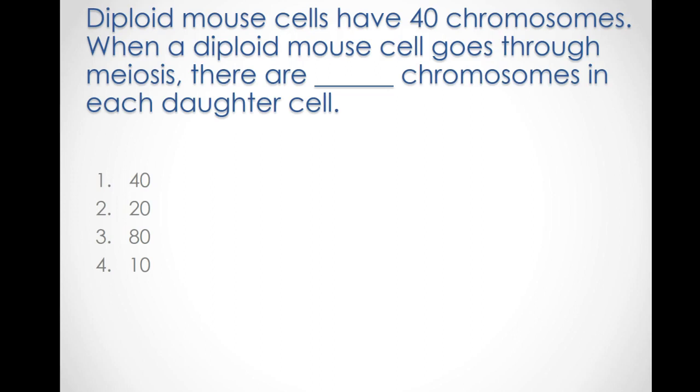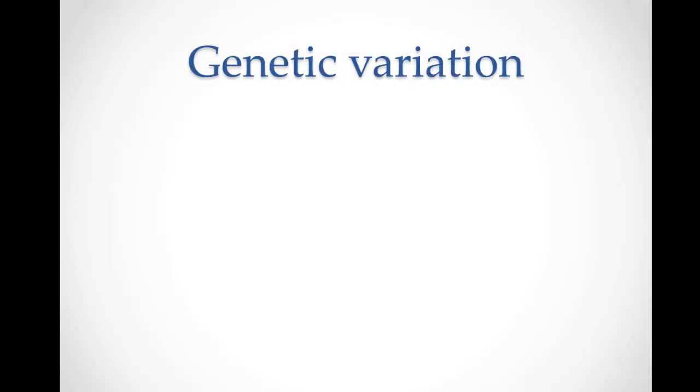It's half as many, right? So we're going to go down to 20. 40 would be the same, so that's not it. 20 is half, that's exactly what we're looking for. 80 would be double the number. We don't need double the number. That's not necessary. We need that perfect half as many chromosomes in each of those daughter cells.